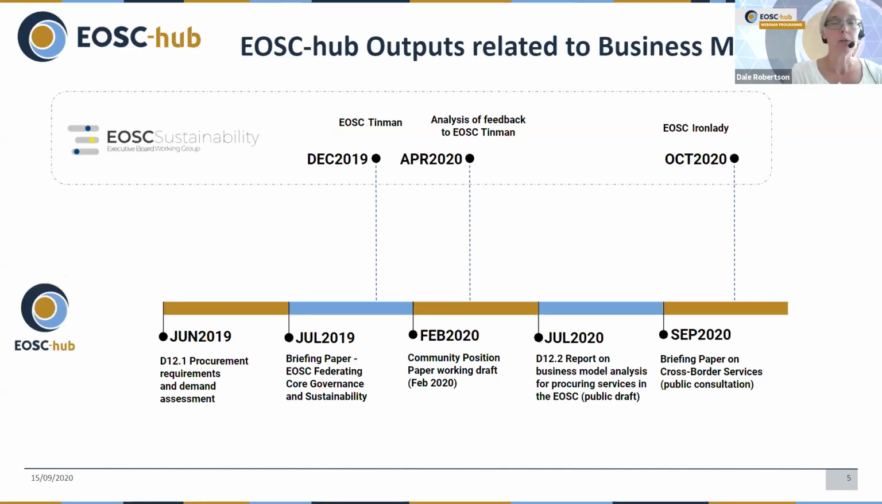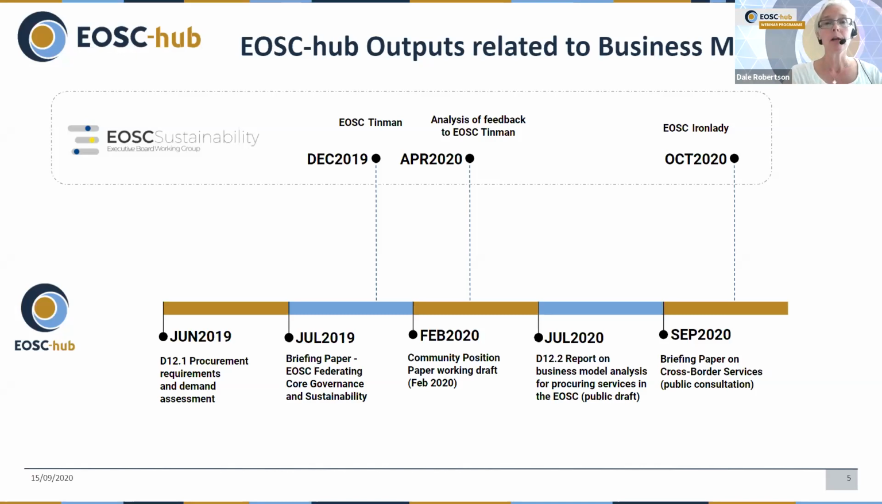Just a quick look at the timeline. Going back to last summer, EOSC-hub produced the first of its 3 procurement deliverables, which looked at a demand assessment in particular, trying to assess what the demand was for procurement in the environment of the EOSC. That was shortly followed by the first EOSC-hub briefing paper on the Federating Core, which put forward proposals for the organisation and composition of the EOSC Federating Core. And that was subject to a public consultation, and then an amended, updated briefing paper was published a few months later.